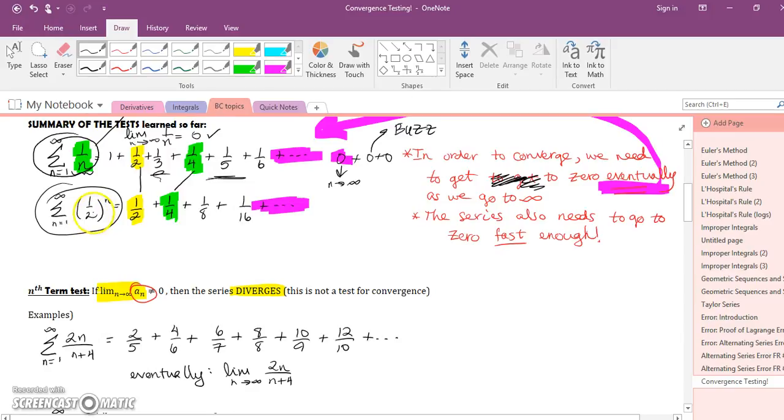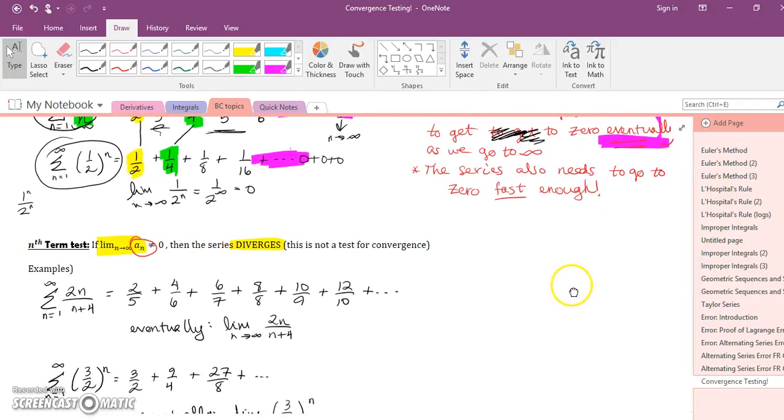1/2 to the n, if I do the limit as n goes to infinity. 1/2 to the n is the same as 1 to the n over 2 to the n. Well, 1 to the n is 1, so this is 1 over 2 to the n. This would be 1 over 2 to the infinity, which is 1 over infinity, which is 0. So you do start eventually adding zeros here as well, and this one will converge. It does get there fast enough.